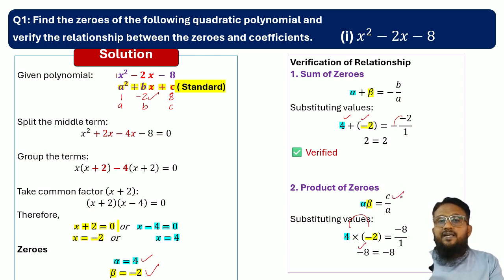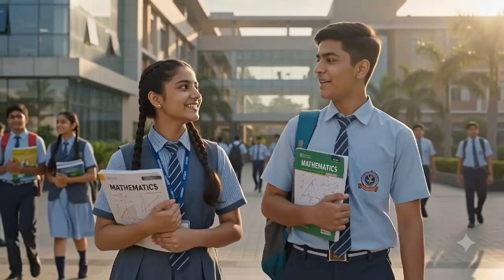What is the c here? c is 8. Which 8? Minus 8. So I take minus 8 divided by the value of a. The value of a is the coefficient of x square, that is 1. So minus 8 divided by 1, which you know is minus 8. Both sides are equal, so that's why it is verified. Very simple, question 1, 10th Mathematics.